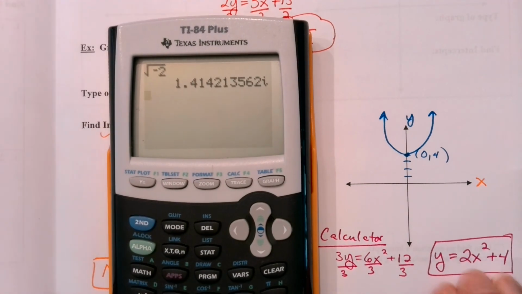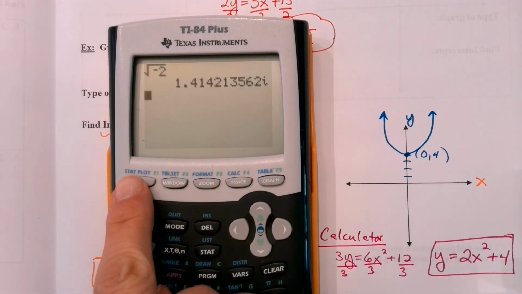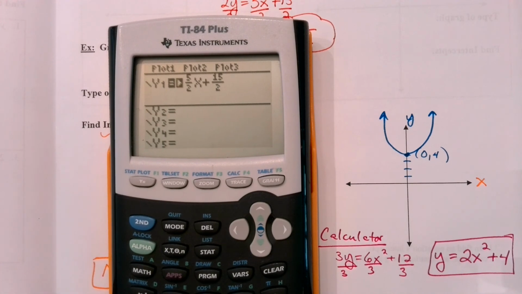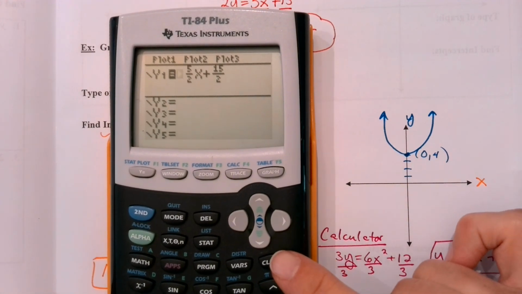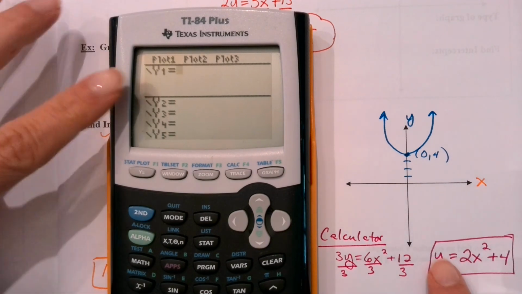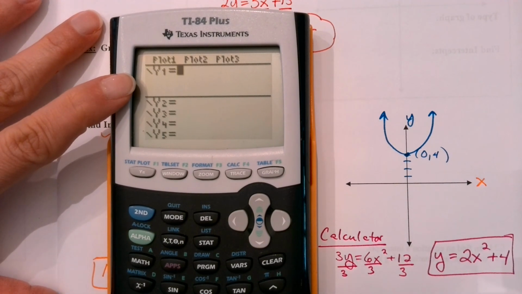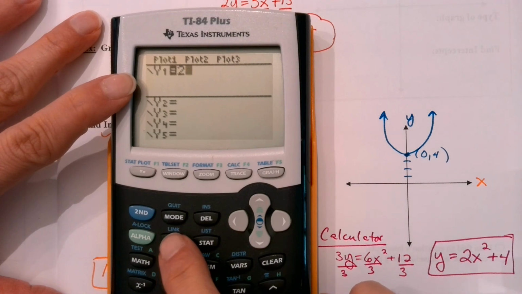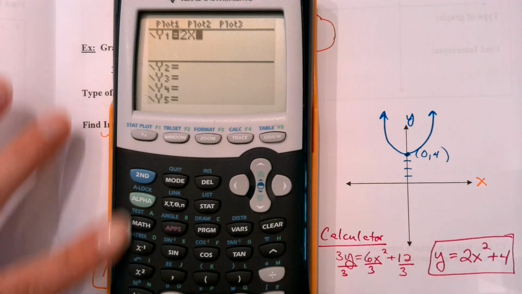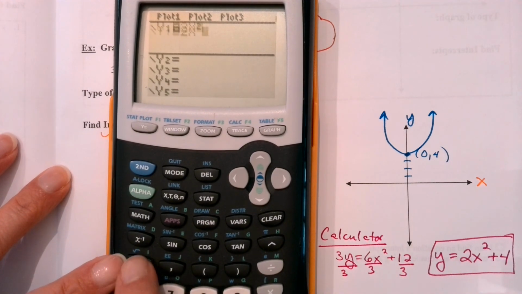Okay, so where do we go to type in equations again? We go to y equals. Oh, this equation from last time is still there. So I'm going to hit the clear button over on the right. I'm going to wipe that one out. Okay, and my equation is 2x squared, the x button, and then the squared command is over here on the left. There's a quick shortcut here for squared, plus 4.